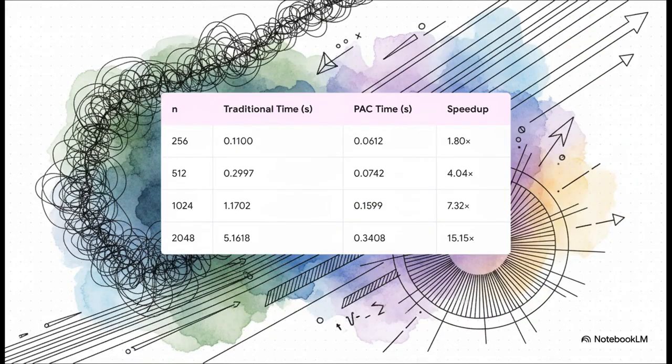And this table shows you exactly how it works. That n column is the size of the problem. Look what happens. At a small size, n equals 256, PAC is already almost twice as fast. Not bad. But watch what happens as the problem gets bigger. At 512, it's 4 times faster. At 1024, it's over 7 times faster. And then at 2048, boom, over 15 times faster. This is that highway versus back road thing we were talking about. The bigger the problem gets, the more PAC just pulls away from the competition.